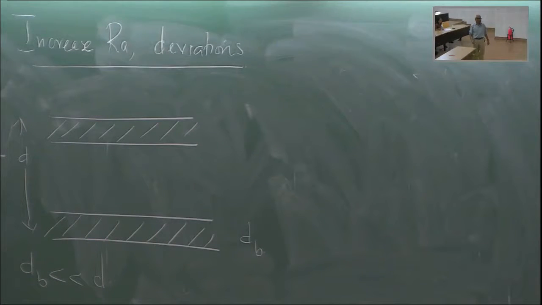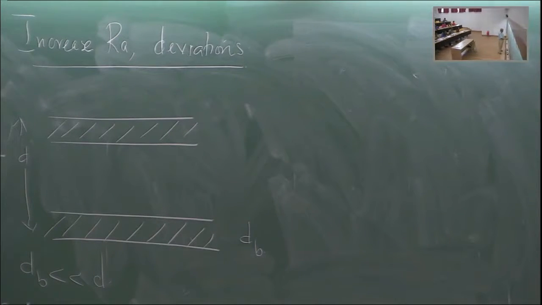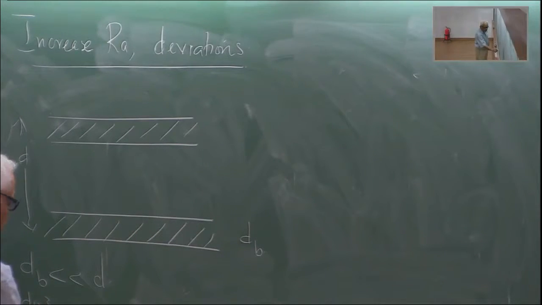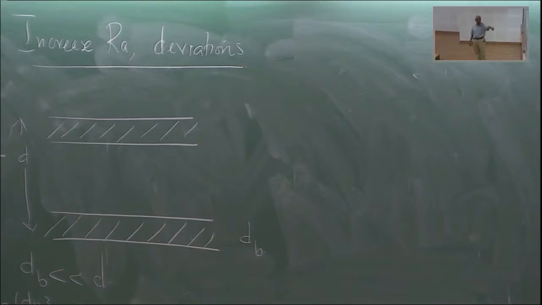Ra times dB over d cubed is some number. Which is this. So dB over d is like Ra to the power minus 1/3, so Nusselt is d over dB, which is Ra to the power 1/3.